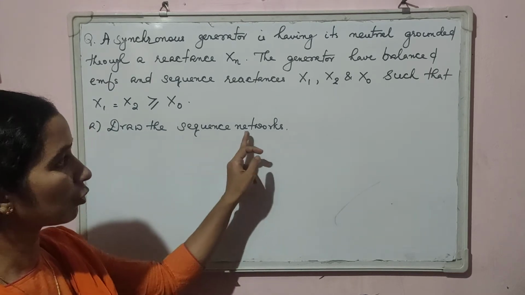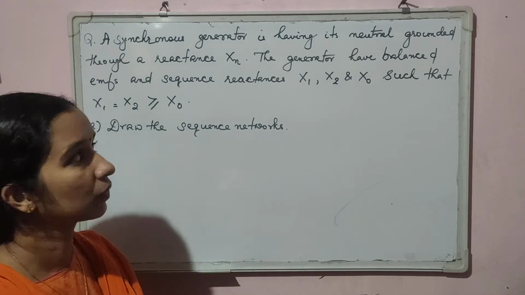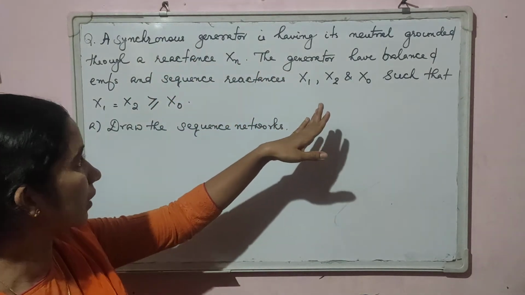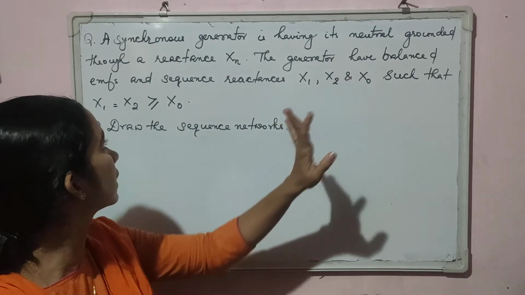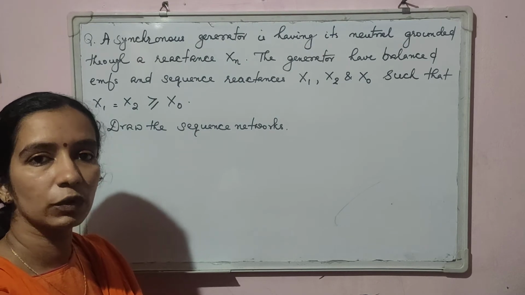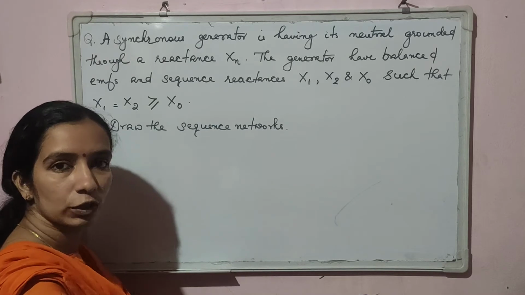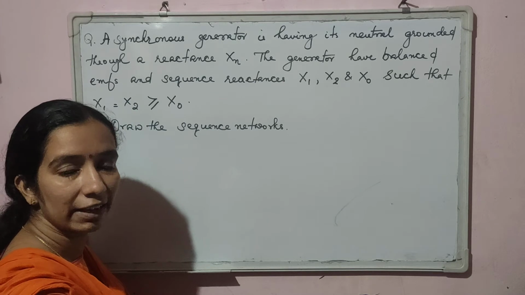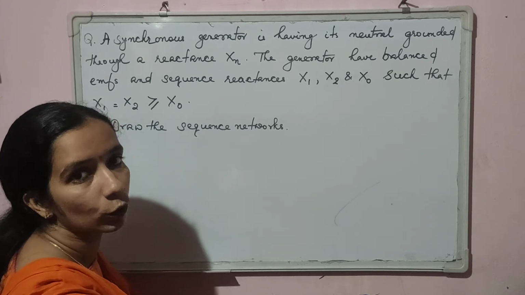For the time being, I have drawn only one part, that is, to draw the sequence networks. So it is an alternator, a synchronous generator, and the sequence reactances are X1, X2 and X0, and its neutral is grounded through a reactance Xn. So we know how to draw the sequence networks. First let us draw the positive sequence network, which will have the positive sequence reactance connected in series with a voltage source.